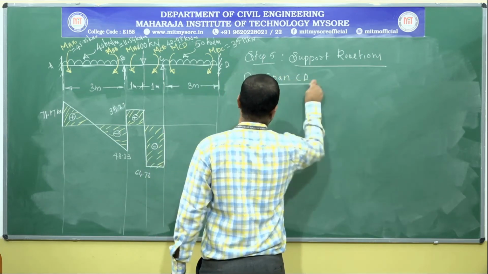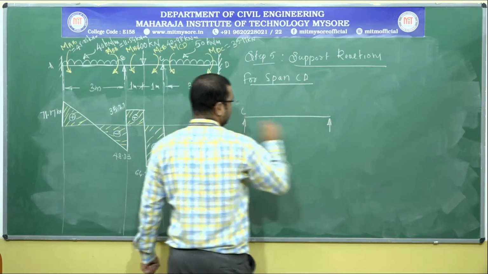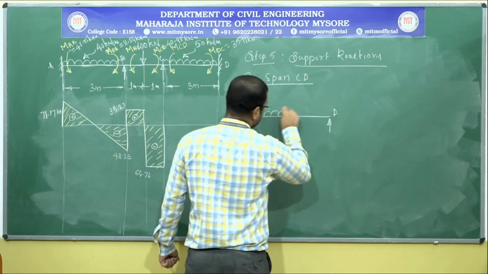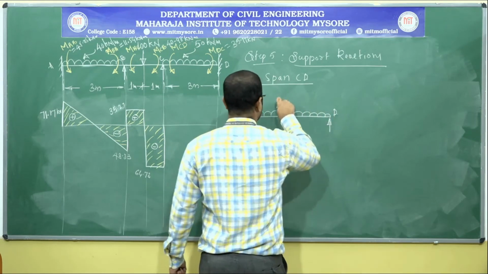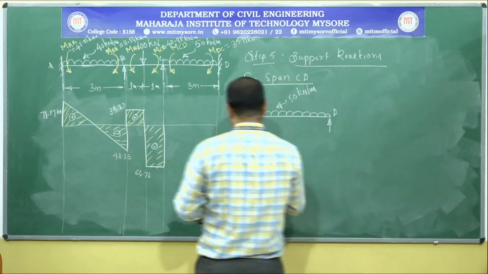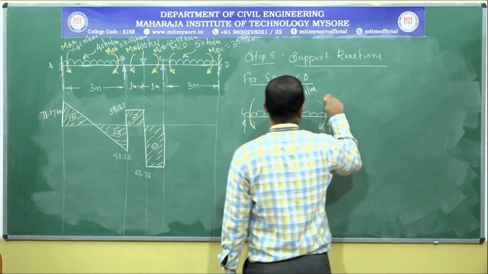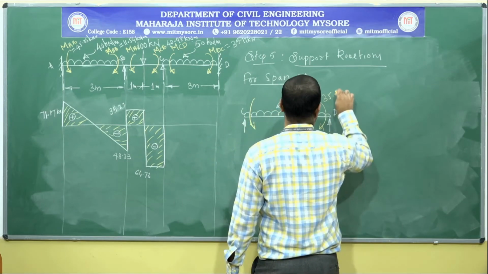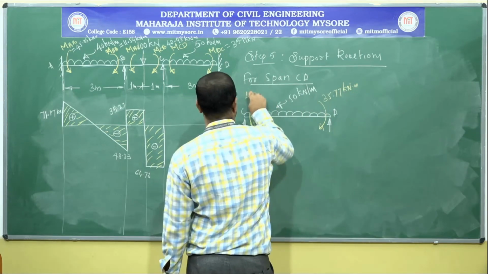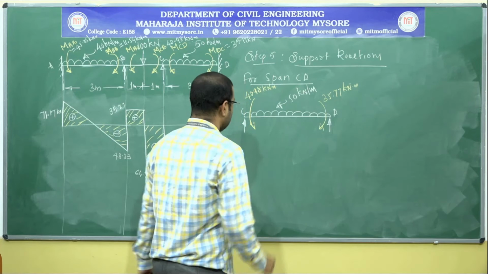For span CD, let me draw the free body diagram of span CD. On the span CD we have a UDL of magnitude 50 kilonewton per meter, and it has two moments at the end. One is 35.77 kilonewton meter and another one is 40.98 kilonewton meter.